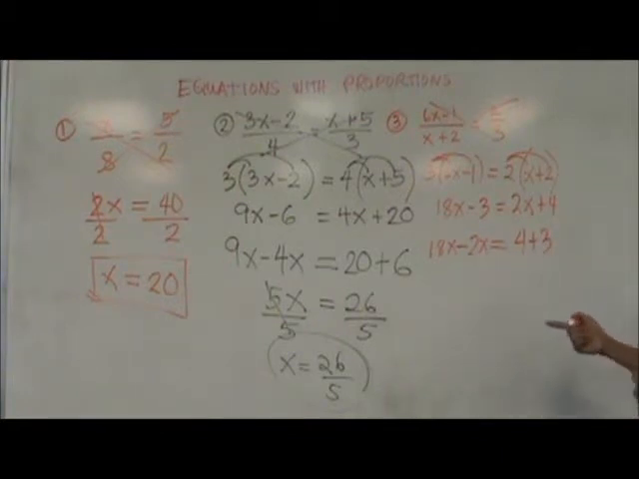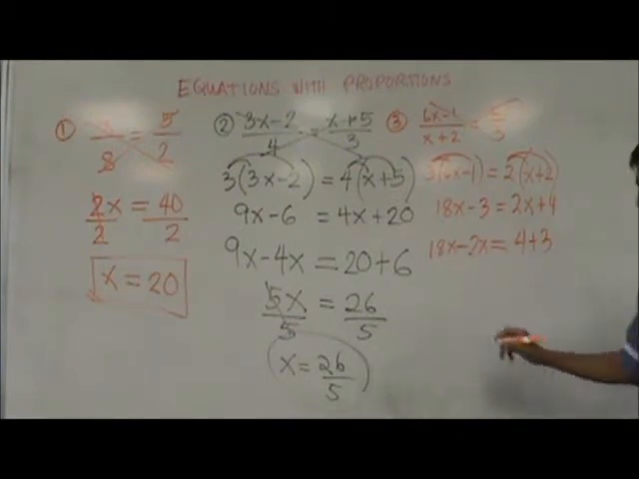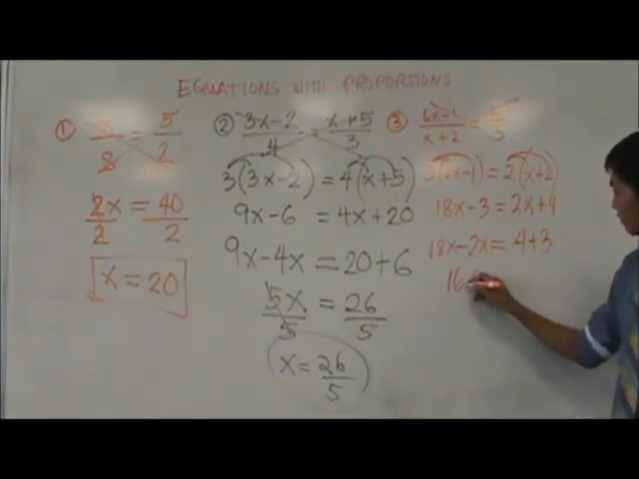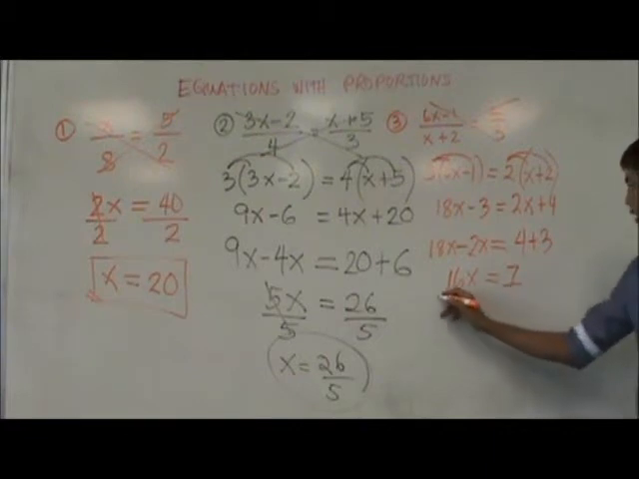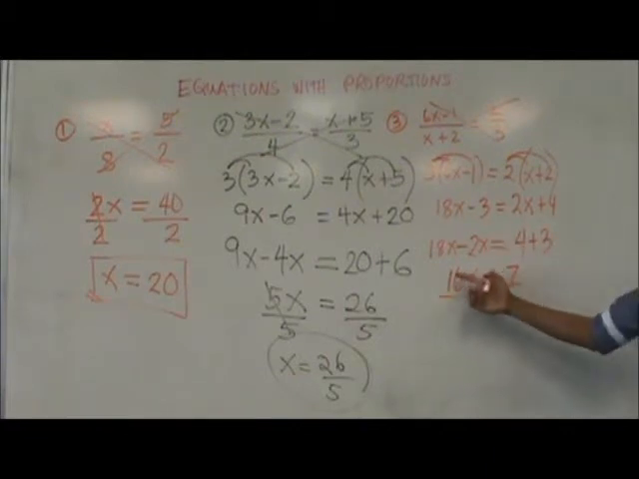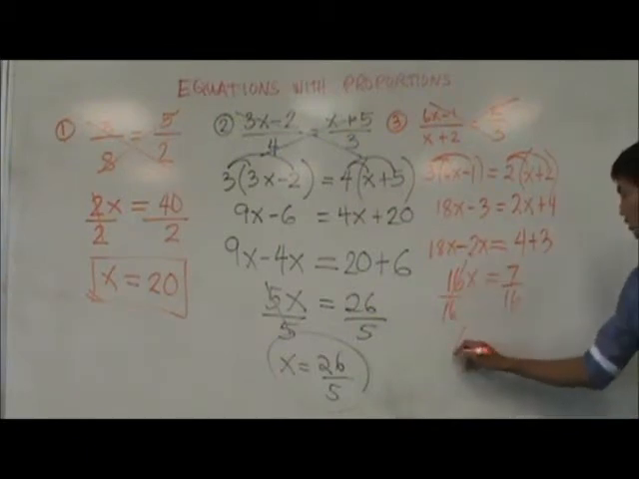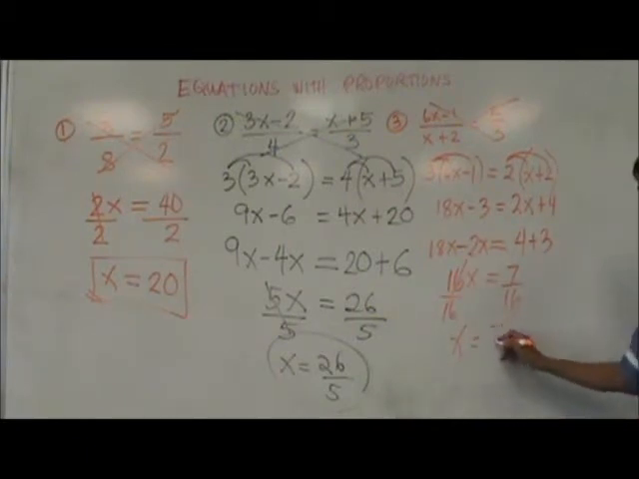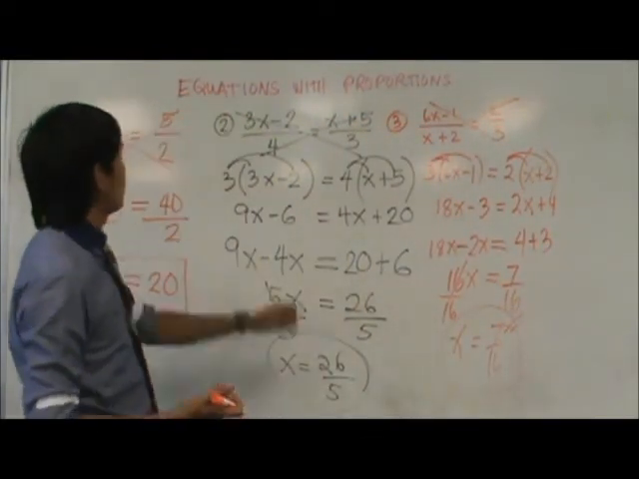There you go. Now, what's the math again? 18 minus 2. What is it? 16. I think it's 16. 4 plus 3 is 7. Then divide both sides by the numerical coefficient, which is 16 and 16. And now, the final answer for x is 7 over 16. Do you want to know the decimal value? Divide 7 by 16. And this is the equations.